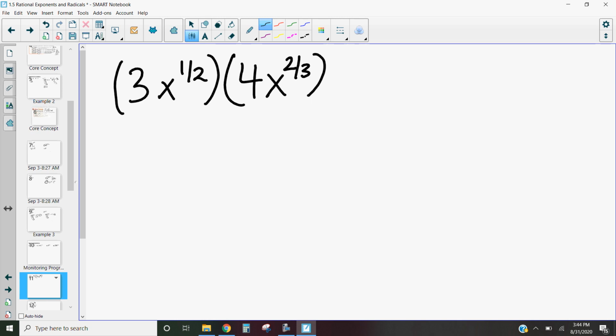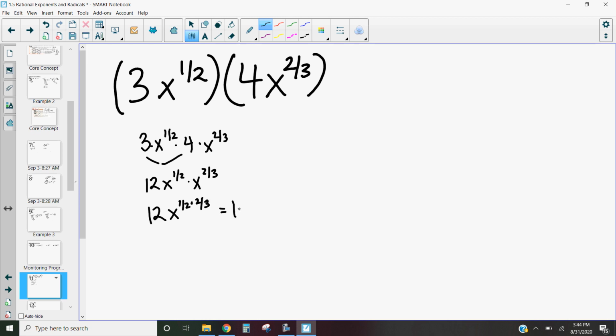So for example, this one would be 3 times x to the 1/2 times 4 times x to the 2/3. That's what it would come out to be. If we're multiplying those, I'm going to multiply my 3 and my 4, and that's going to give me 12. And then I get x to the 1/2 times x to the 2/3. Now the power of a product rule says I can rewrite that as 12 times x to the 1/2 plus 2/3, so that's going to be 12 times x to the 7/6. That is a great way to simplify it.